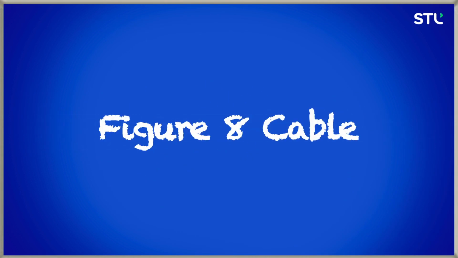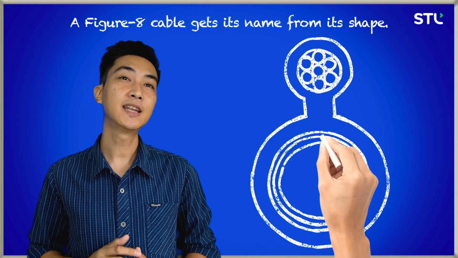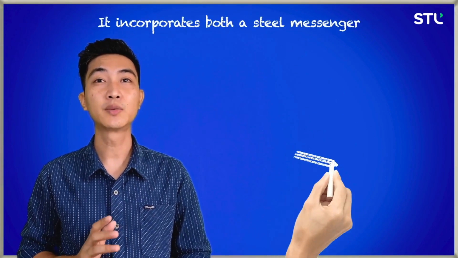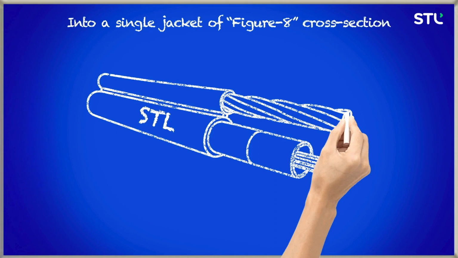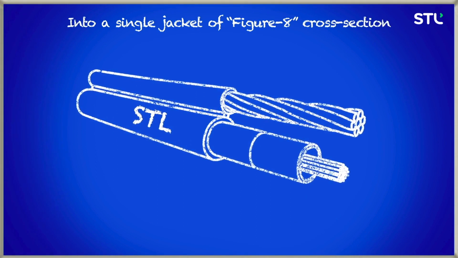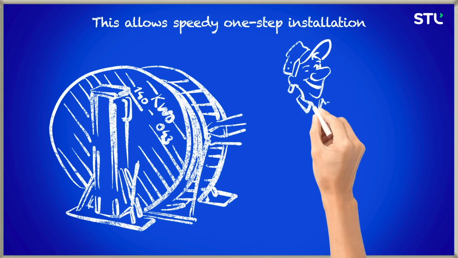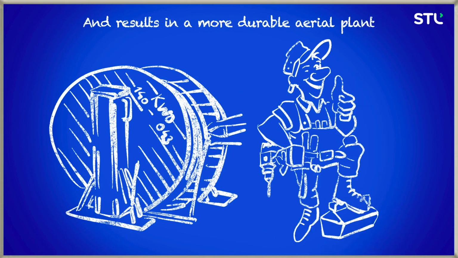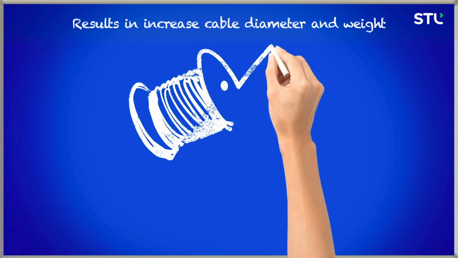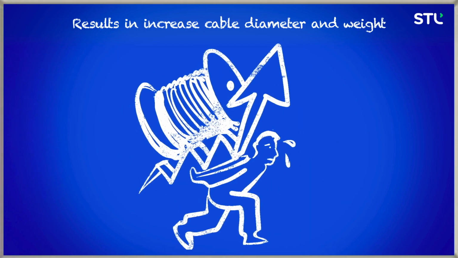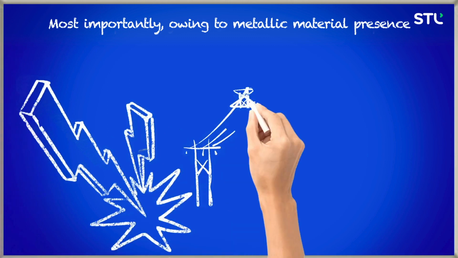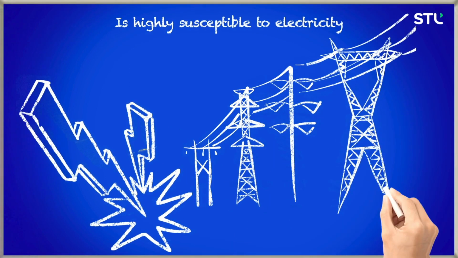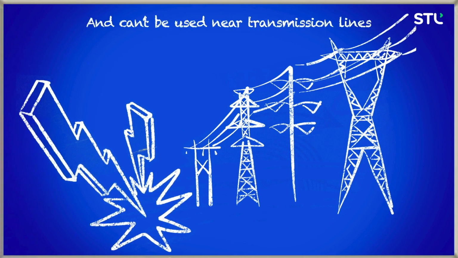First one of which is the figure 8 cable. A figure 8 cable gets its name from its shape. It incorporates both a steel messenger and the core of a standard or unitube optical fiber cable into a single jacket of figure 8 cross-section. This allows speedy one-step installation and results in a more durable aerial plant. But this results in increased cable diameter and weight, requires special tools and skilled manpower for installation, and most importantly, owing to metallic material presence, is highly susceptible to electricity and cannot be used near transmission lines.